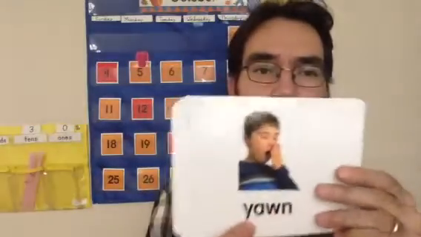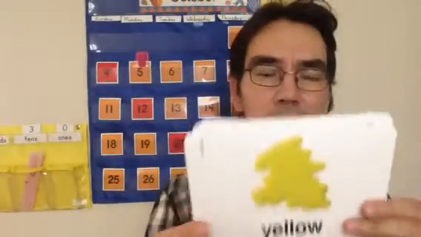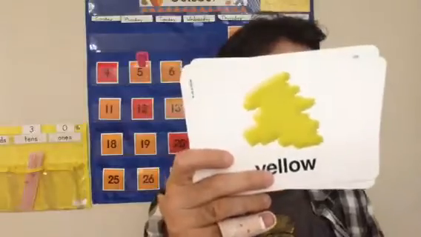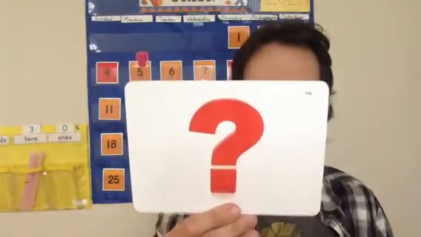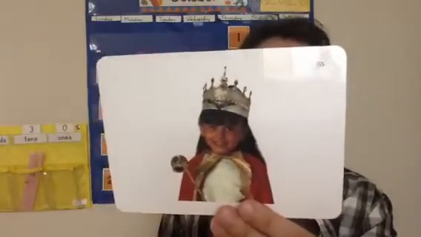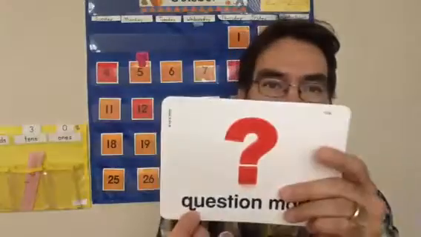If you said that they all begin with Y, you are correct. We are practicing some Y sounds. Now, what about this? What is this? It's a question mark. How about this? What is she? She is a queen. We are also working with the qu sound right there.